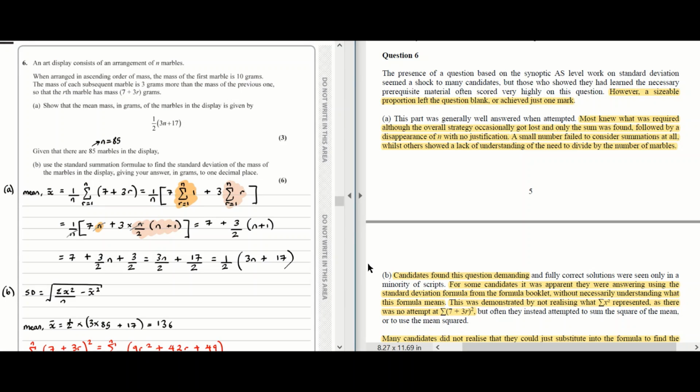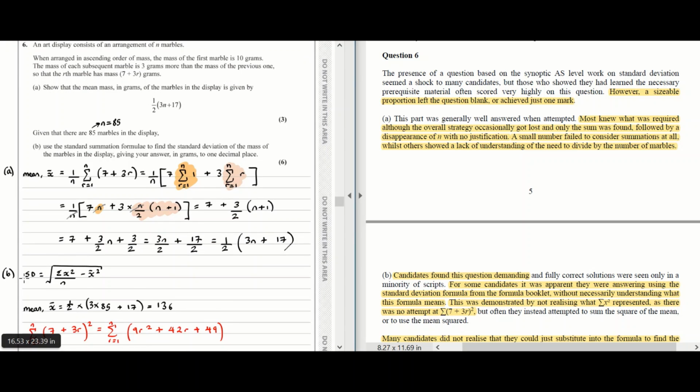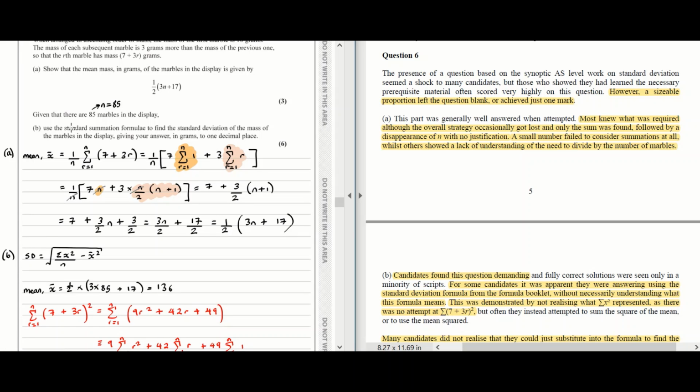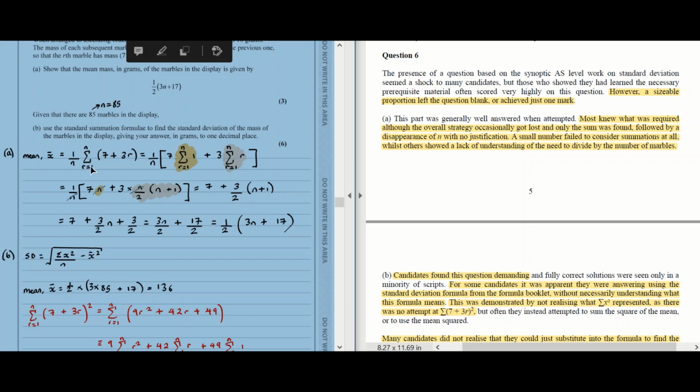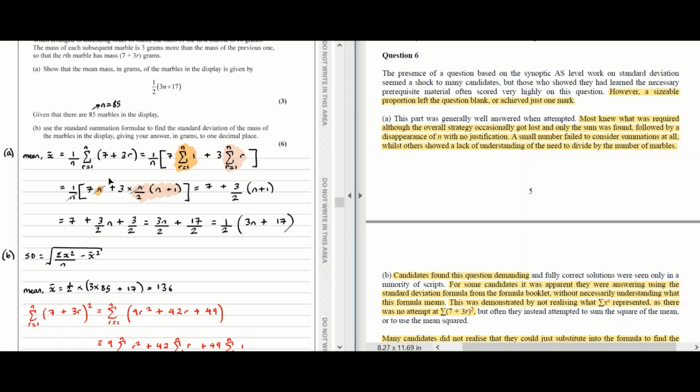Part B, that was quite a demanding question. Obviously you had to go to the formula book because it says use the standard summation formula, and that's in the formula book. You should know it's in the formula book. But they didn't understand what it actually meant on how to use this. People found calculating the mean to be quite tricky.